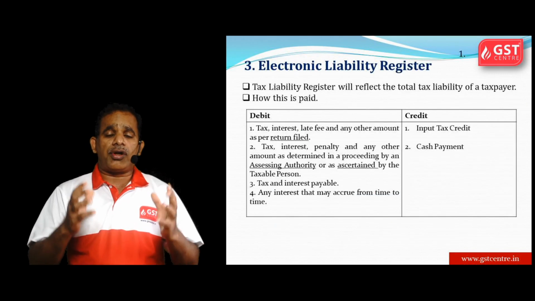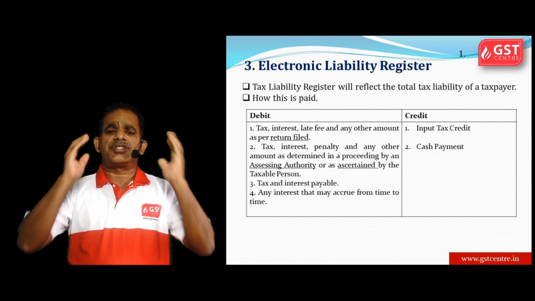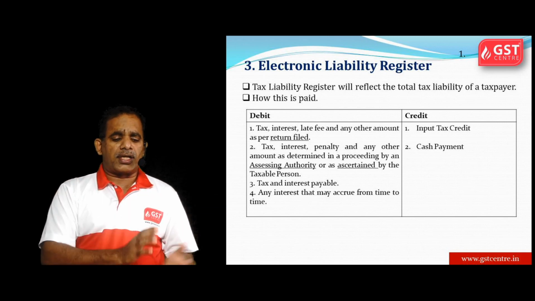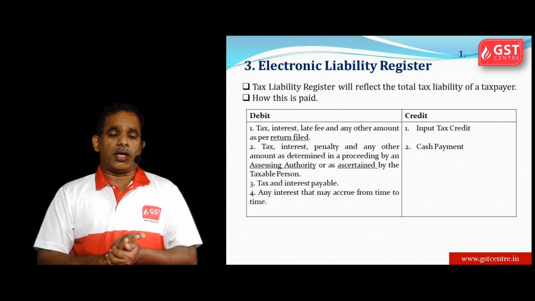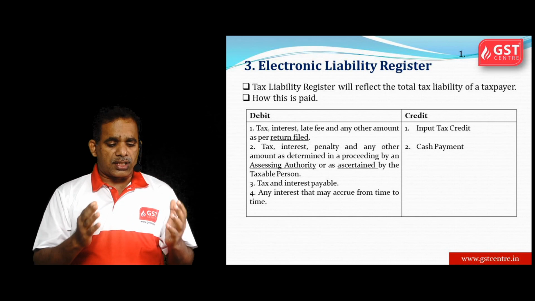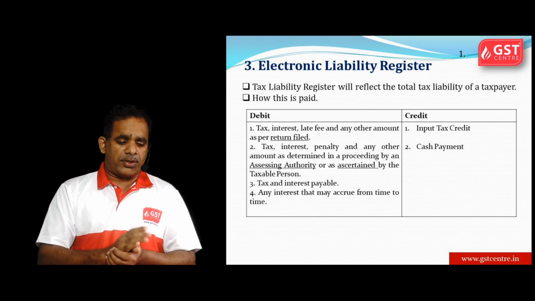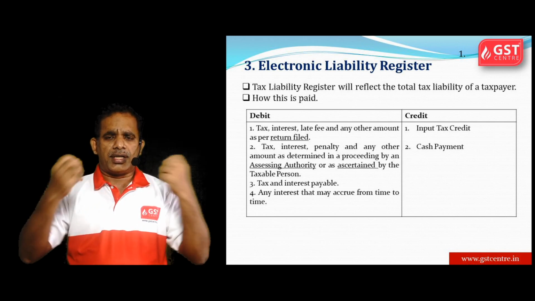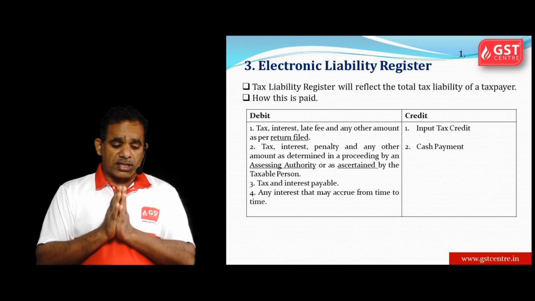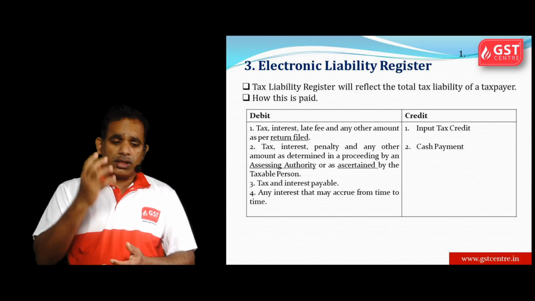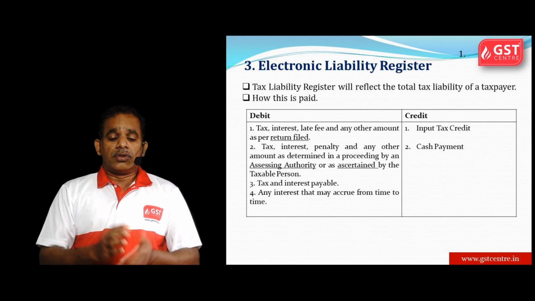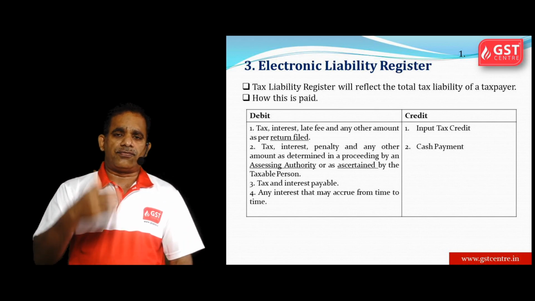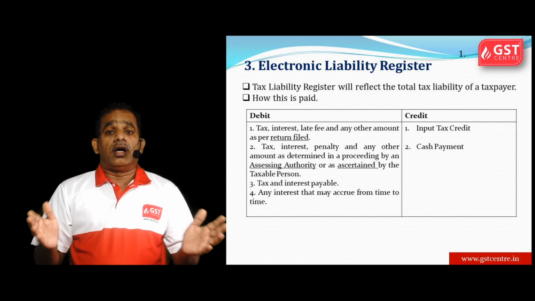Then the third ledger is the electronic liability register. Means from your GSTR 1 or such returns filed by each taxable person, the tax liability will be automatically reflecting in the liability register. Okay, so all your liabilities, whether it is tax, interest, late fee, or any other amount which you need to pay to the government, that will be reflecting in the debit side of the electronic liability register, as well as whatever the penalty or any amount by any order that is given by the assessing authority, that also will be reflecting in the electronic liability register. And on the other side, you can debit your input tax credit and cash payment of tax or any such late fee or penalty. And of course there can be a reconciliation.